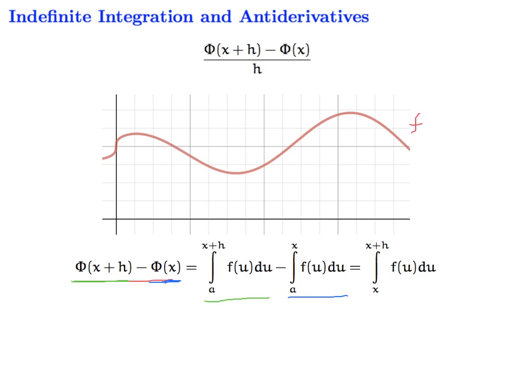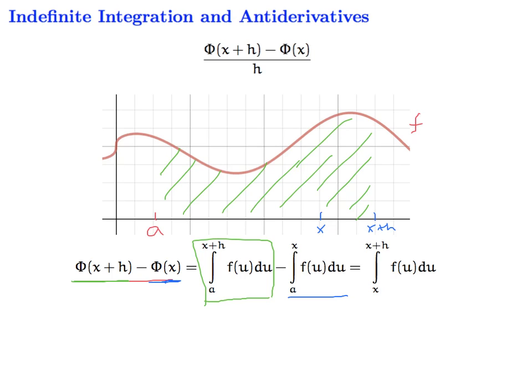And so we want to think, well, what does this mean graphically? Both of these integrals are going to start over here at some number a. And they're going to go out, and eventually there's going to be a point x over here. And there's also going to be x plus h. So what this first integral is telling us to do is compute the area all the way out from a all the way over to x plus h here.